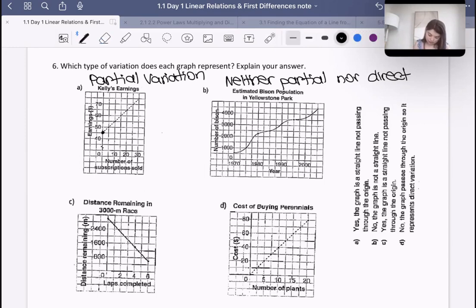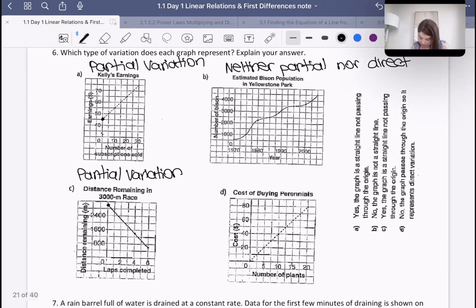This third one here, C, is partial variation. For the same reason as A is partial variation: it is a straight line, but it does not start at the origin. The y-intercept is not 0. It looks like the y-intercept is some number that's above 2,400 at the very least. So there we go. And then here's the cost of buying perennials.